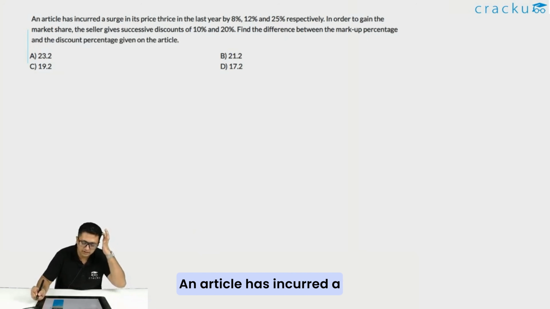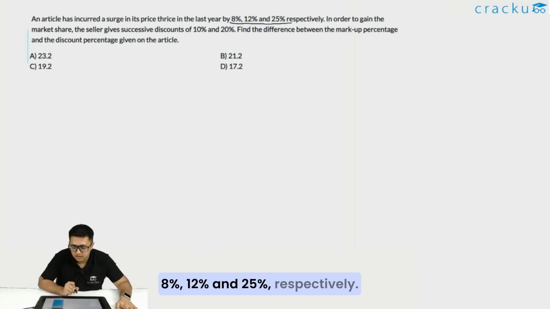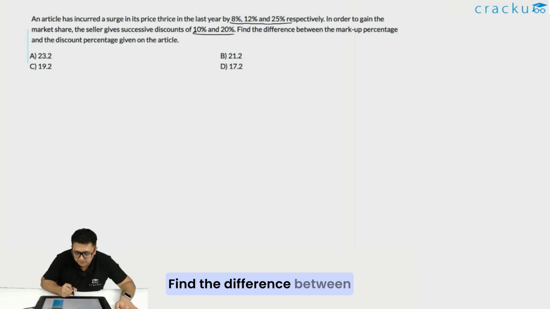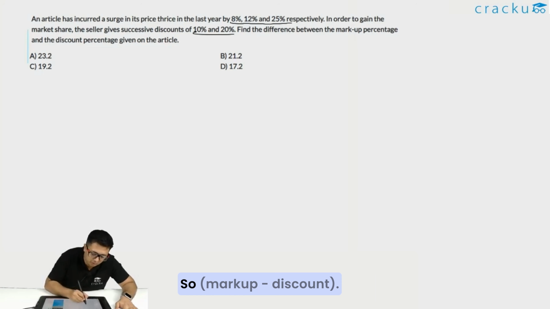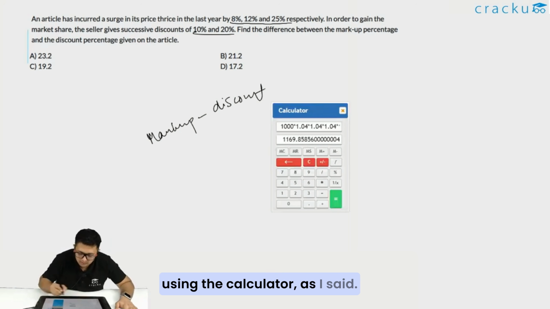An article has incurred a surge in price over the last 3 years by 8%, 12% and 25% respectively. In order to gain market share, the seller successively gives discounts of 10 and 20%. Find the difference between the markup percentage and the discount given on the article. So markup minus discount. So let's find the markup pretty quickly using the calculator, as I said, right?